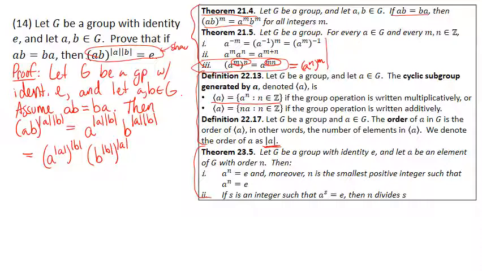Okay, and now finally I'm going to use theorem 23.5. I should probably make some little notes here, some little citations. So for example, by theorem 21.4, and then this one was by theorem 21.5. Okay, and then finally by theorem 23.5, I'm going to use the fact that any element raised to its own order is the identity. So let A be an element of G with order n, then A to the n equals E. Okay, so any element to its own order is the identity.